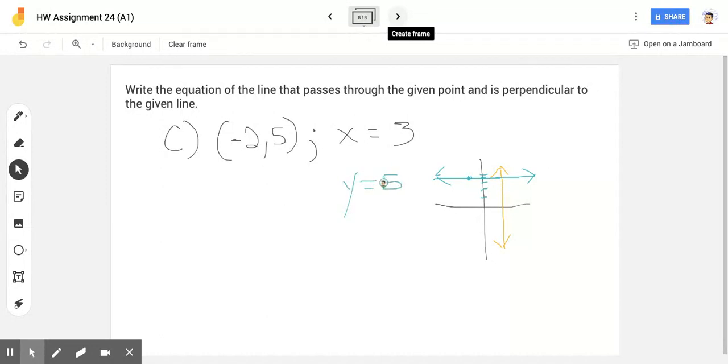All right, that one I'm not saying to do any calculations. Make another line down here just to make it a little bit better. 1, 2, 3, 4, 5. No calculations done, but that's the only one that's going to make a perpendicular line. Horizontal lines and vertical lines are perpendicular to each other. So this is the only equation that is going to go through this point and be perpendicular to x is equal to 3.